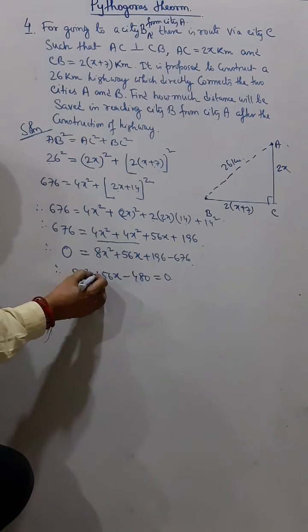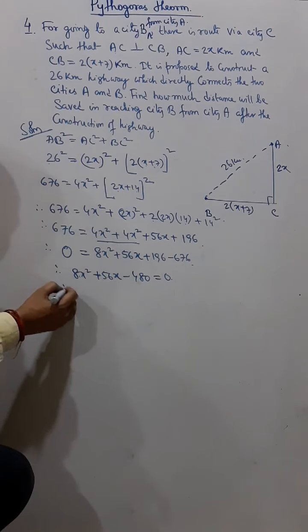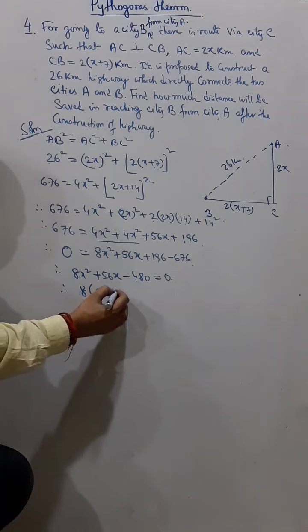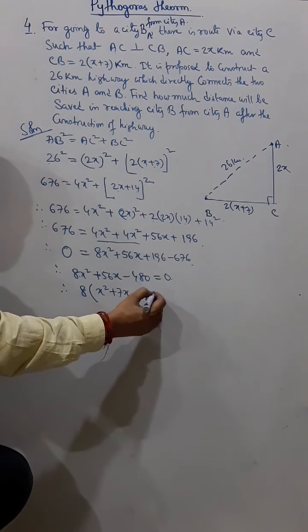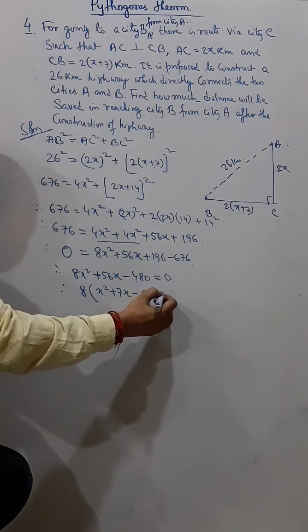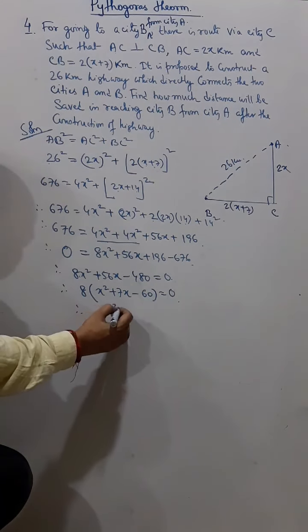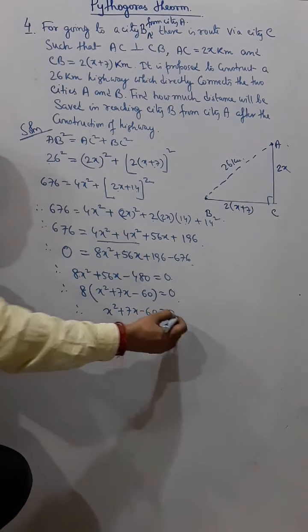But you know, in this quadratic equation, in all these three, we can take 8 common. Then the value becomes smaller. So if I take 8 common, what do we get? x square plus 7x minus 60 equals 0. And then my final quadratic equation is x square plus 7x minus 60 is equal to 0.